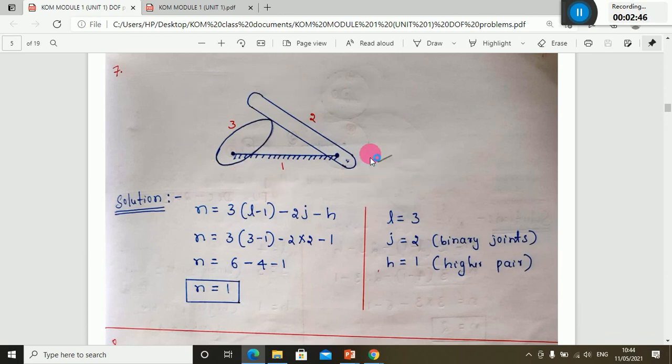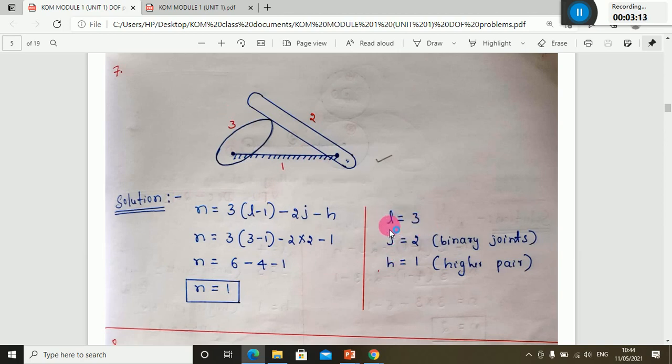Yes, sir. Okay. So in this case, you can take the 7th problem. It is having 3 kinematic links. First one is this one. You can see the fixed kinematic link, so I can call it the first link. And this is the second kinematic link, and this is in the form of an elliptical shape. This kinematic link is known as the third kinematic link. So number of kinematic links are 3.